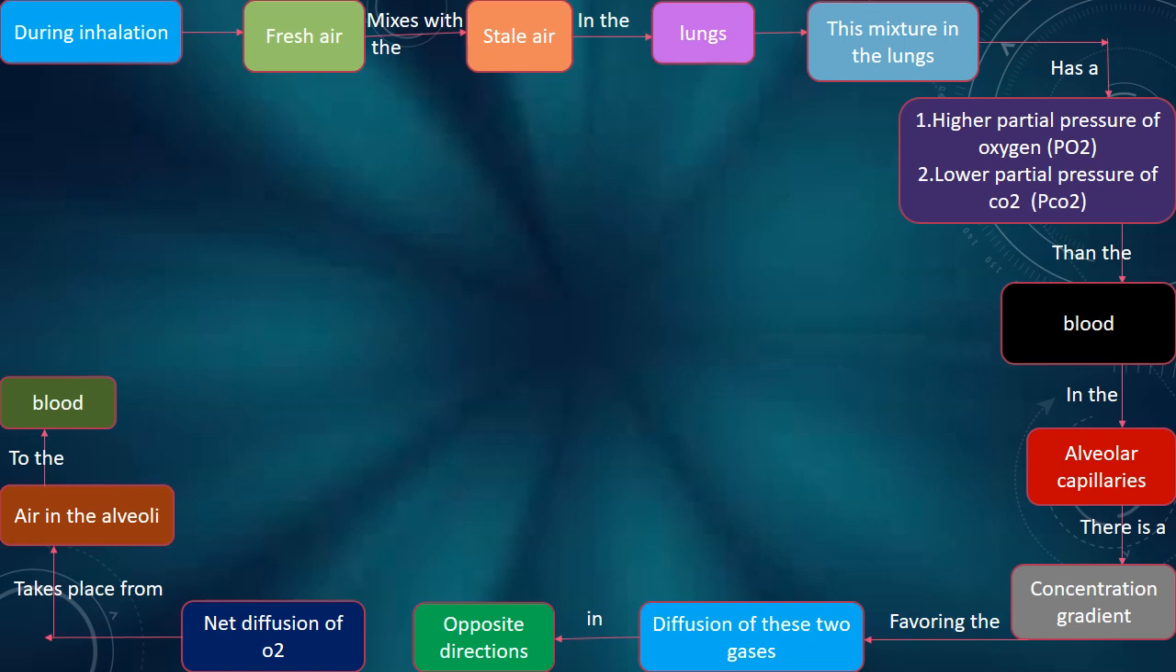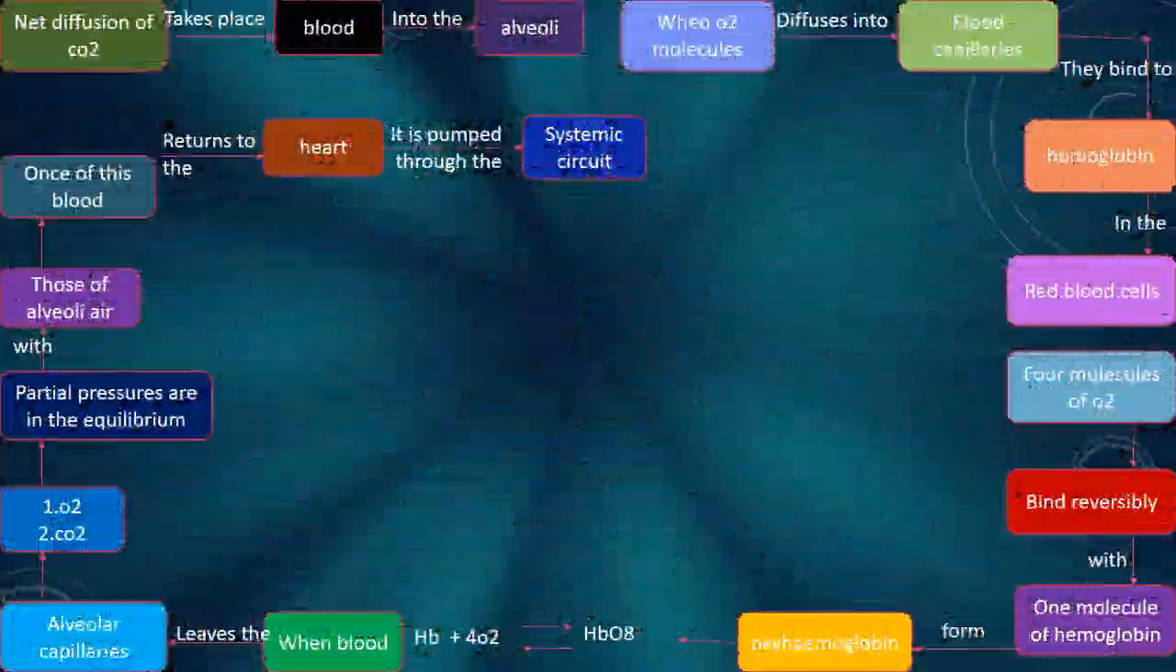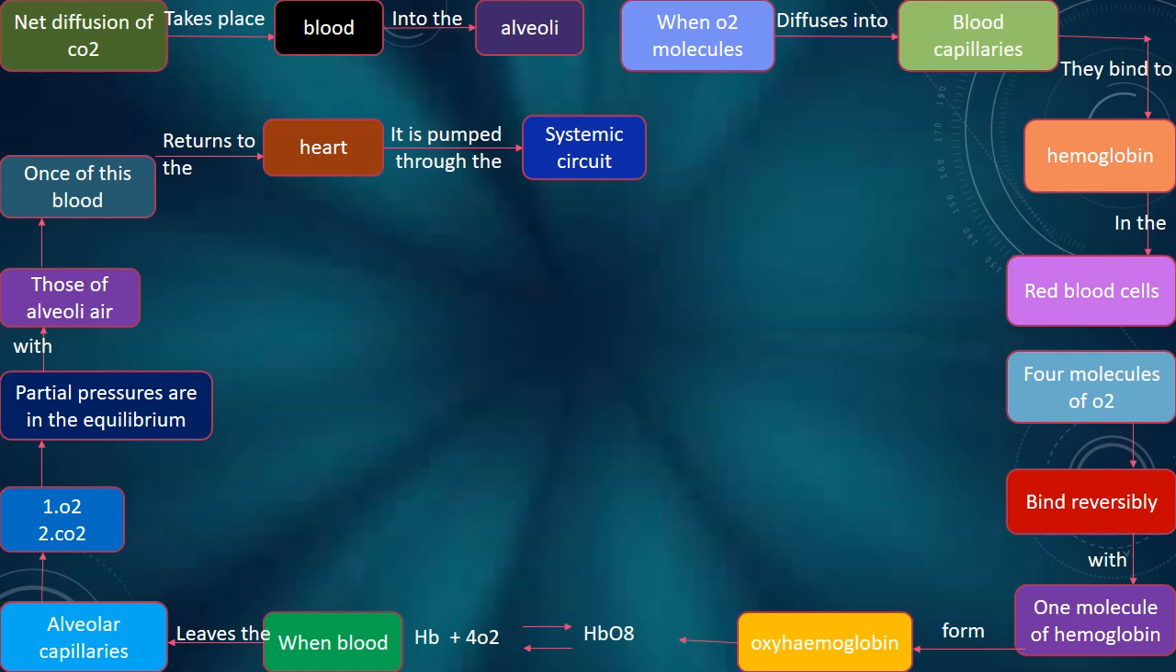There is a concentration gradient favoring the diffusion of these two gases in opposite directions. Net diffusion of O2 takes place from the air in the alveoli to the blood. Net diffusion of CO2 takes place from the blood into the alveoli.